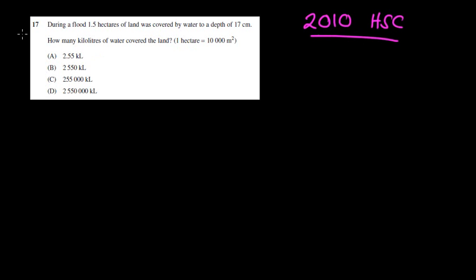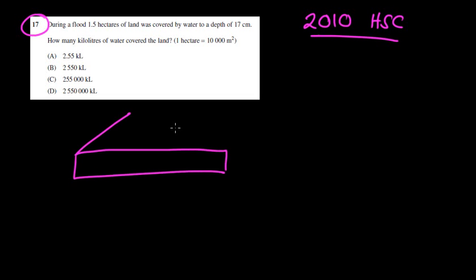The first question we're looking at is question 17, which says, during a flood, 1.5 hectares of land was covered by water to a depth of 17 centimeters. How many kiloliters of water covered the land? Okay, so this is actually going to be a volume question.